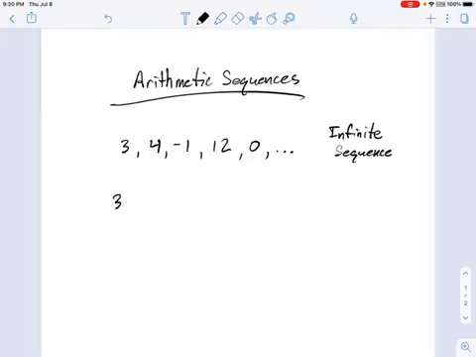Now, in arithmetic sequences, we're talking about more special sequences. These would be things like 3, 4, 5, 6, 7. Each time you make another number in it, you add 1. So you could predict what comes next. It's 8, right? Or you could have 3, 8.